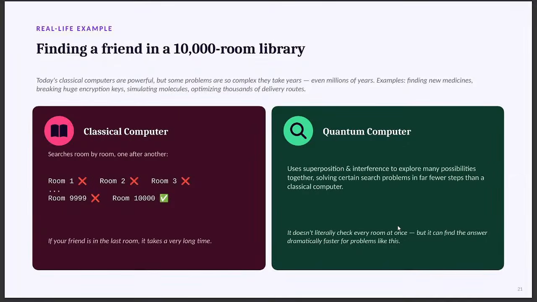Now let's think like a quantum computer. A quantum computer uses the principles of superposition and interference. Superposition means many possibilities at a time. We call it superposition.